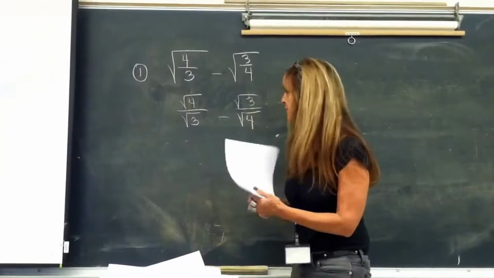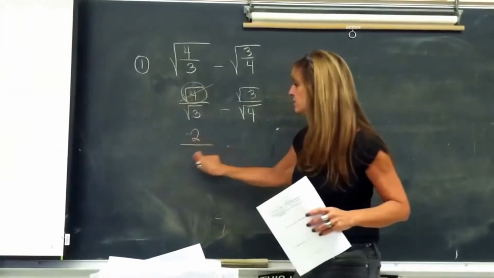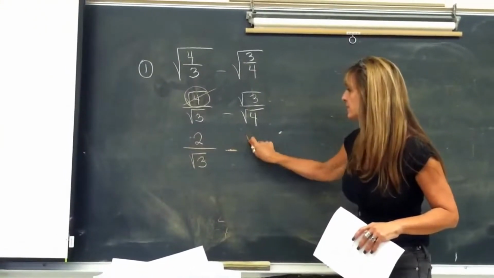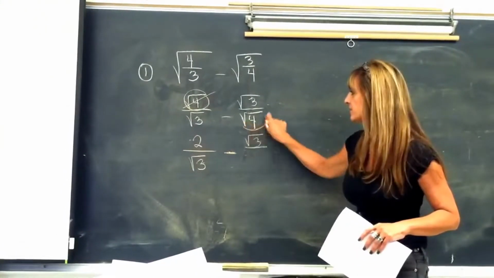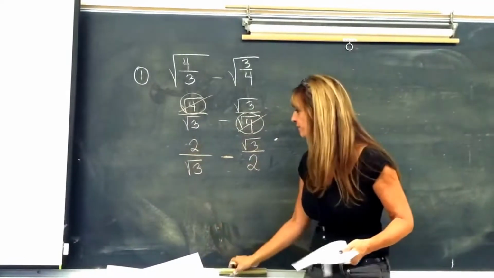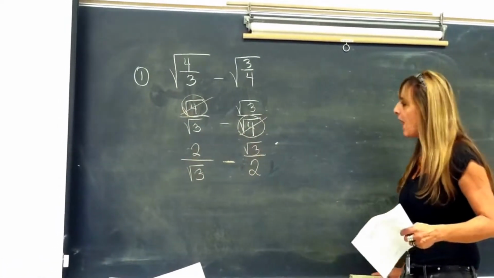Now I'm going to pop out the perfects. So the square root of 4 is 2, minus the square root of 3, and the square root of 4 is perfect. So now I have two fractions and I have to find the least common denominator. So I'm just going to do it.